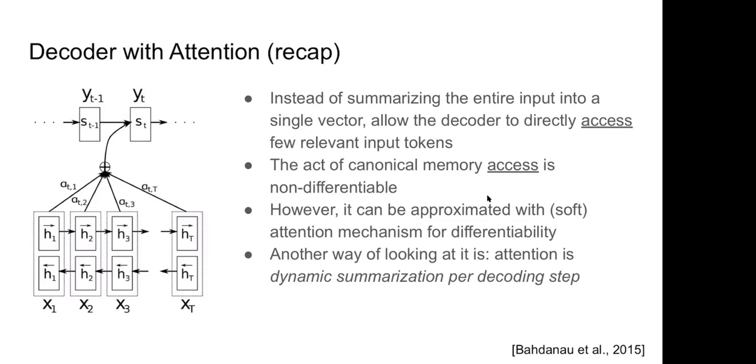So here comes the difference, right? When you're trying to decode, to compute the next time step of the RNN, y_t here, in order to obtain this you use s_{t-1} and compute the similarity, or the attention weights, between s_{t-1} and each output hidden state of the input side. That basically means we can focus on different parts of the input at each time step. Another way of looking at it is that attention is basically dynamic summarization of the input, depending on where you are during the decoding time.